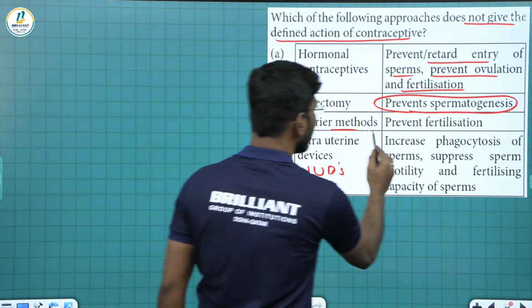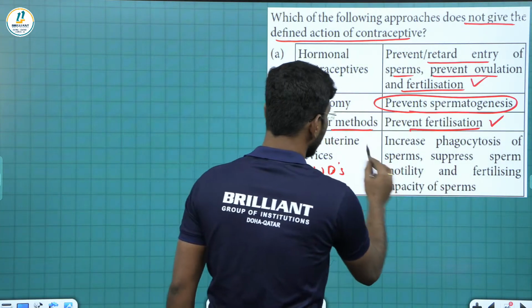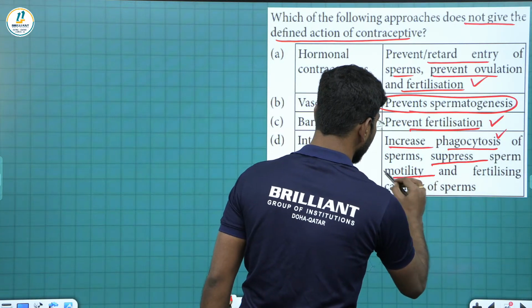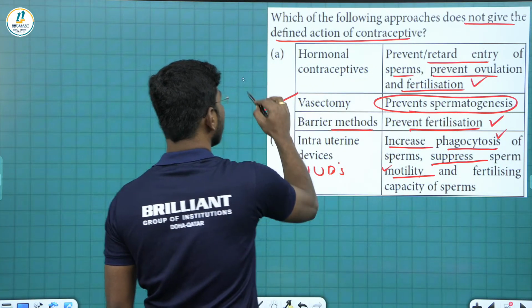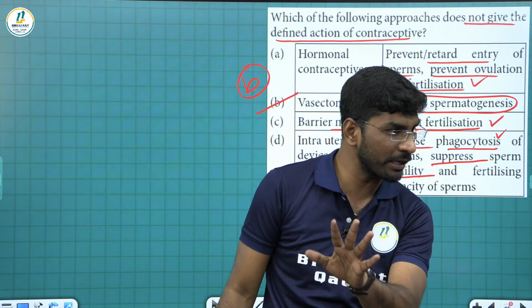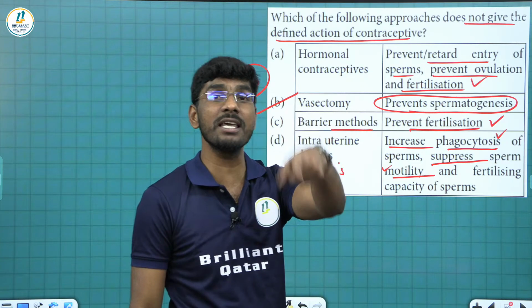Okay. Barrier method prevents fertilization. Right, this one is also right. Uterine IUDs increase phagocytosis. Yes, correct. And also suppress the sperm motility. Correct. So they're asking not. So answer B. Am I correct, beta? Husna, yes, correct, beta. Right, good. It's not C, Husna. Just immediately you realized it's B.